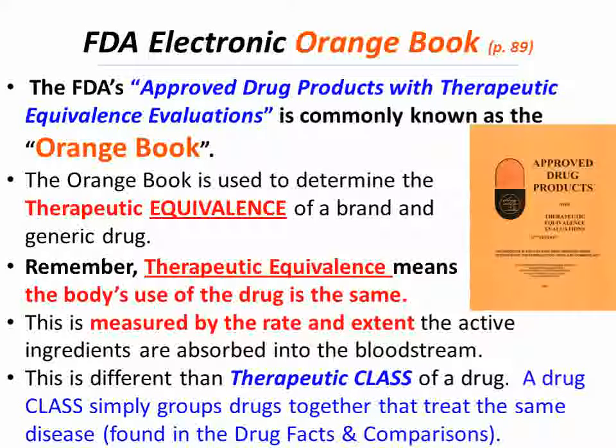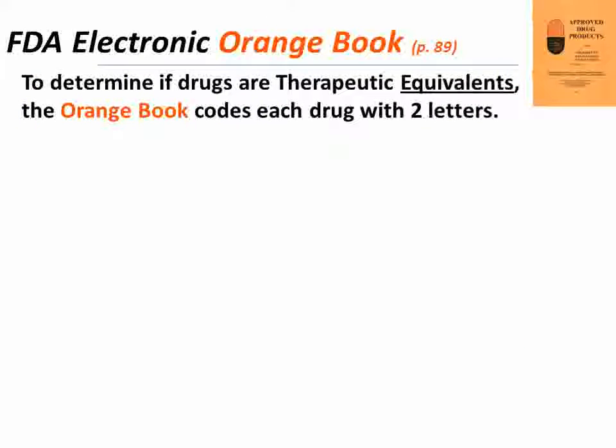A drug class simply groups drugs together that treat the same disease. So if you want to know about the therapeutic class of a drug, you would go back to that very first reference book I talked about, which was Drug Facts and Comparisons. The Orange Book helps us determine if two drugs are therapeutically equivalent by using a special coding system.